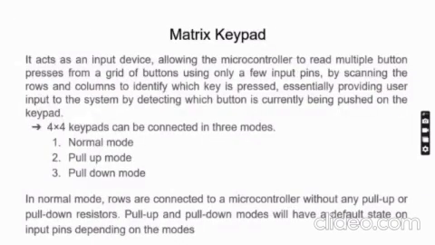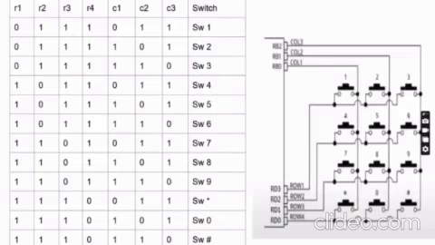After that, matrix keypad. A matrix keypad is nothing but an arrangement of switches in rows and columns. It acts as an input device, allowing the microcontroller to read multiple button presses from a grid of buttons using only a few input pins. The 4x4 matrix can also be connected in three modes: normal mode, pull up mode and pull down mode. This is the configuration by which we will know which switch is pressed, and we get all these things from this table only.